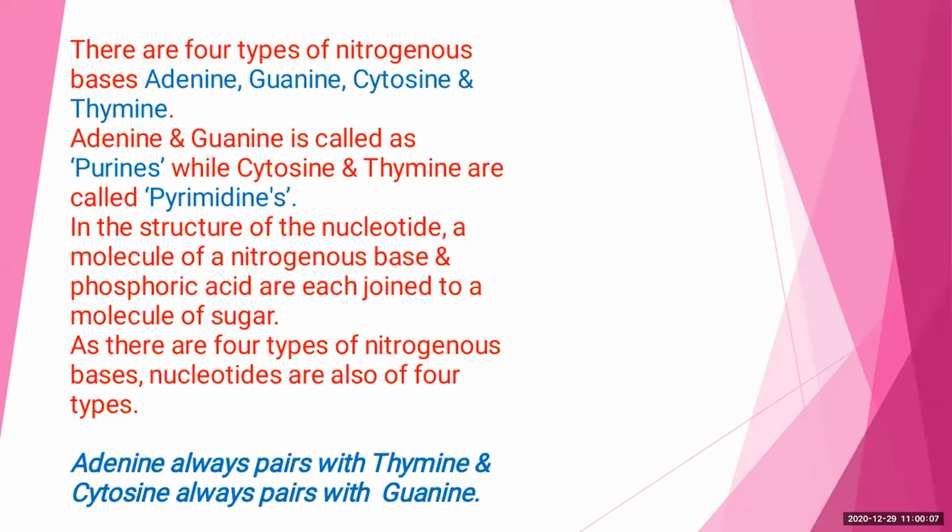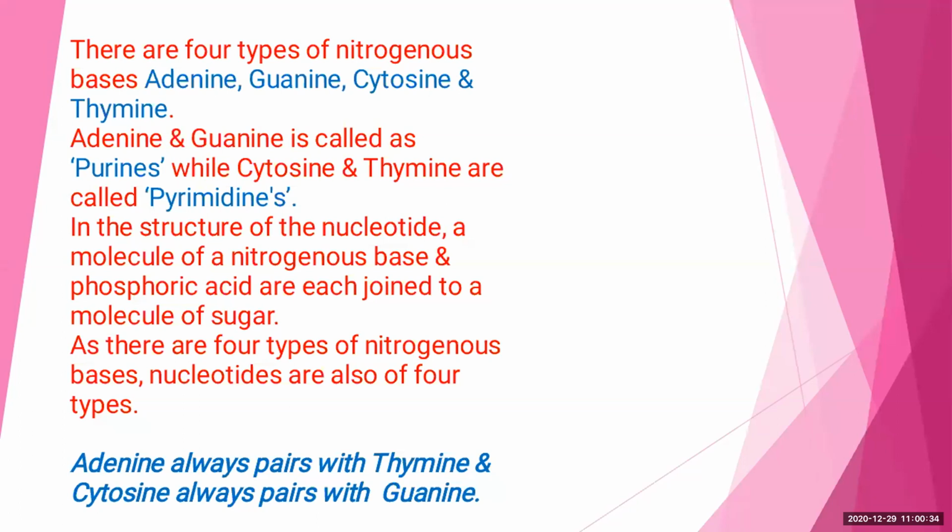In short, it is called ATGC. A always combines with T, that is AT, adenine and thymine, and guanine always combines with cytosine. So the combination is always the same, AT and GC, because purines always combine with pyrimidines, and purines cannot combine with purines. Pyrimidines cannot combine with pyrimidines.